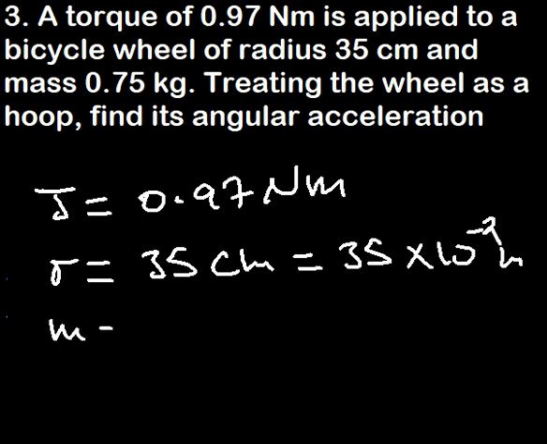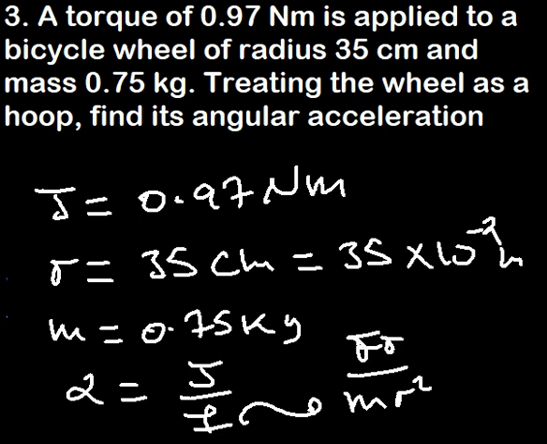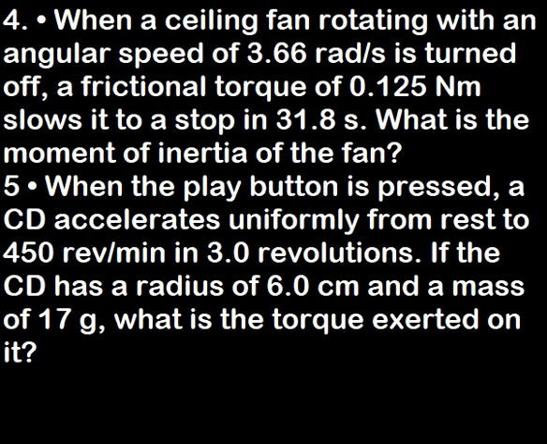We have the mass given as 0.75 kg. Now what's the question? We want the angular acceleration. What is the formula? Torque divided by the moment of inertia, where the moment of inertia is m r squared, and the torque is force times radius. Now let's see these questions as well.